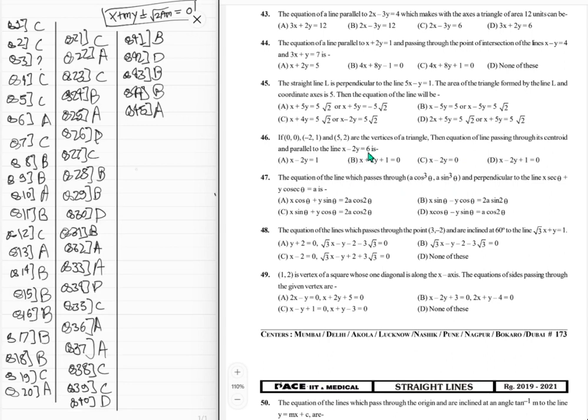So what's its centroid? It's -2 plus 5 is 3, so 3 is like, that's going to be 1. And this is also 1. So 1, 1 is the centroid, and parallel to this line, it's x minus 2y equal to, so put 1 and minus 2 over there, and that's gonna be -1. There we go, that's the line. So yeah, x minus 2y plus 1 equal to 0. Yeah, that's gonna be D. So 46D.